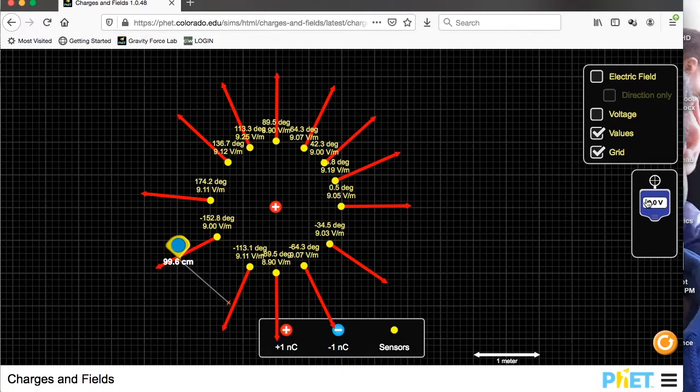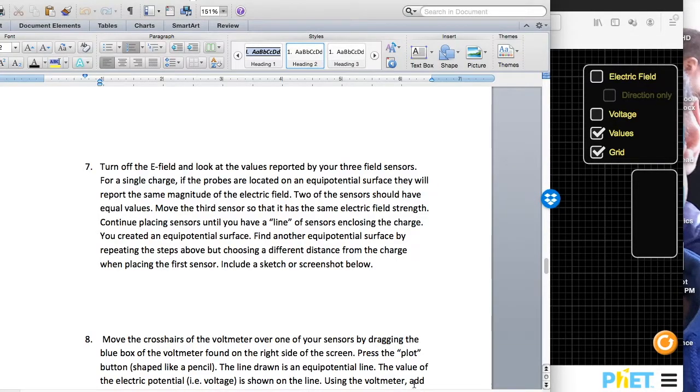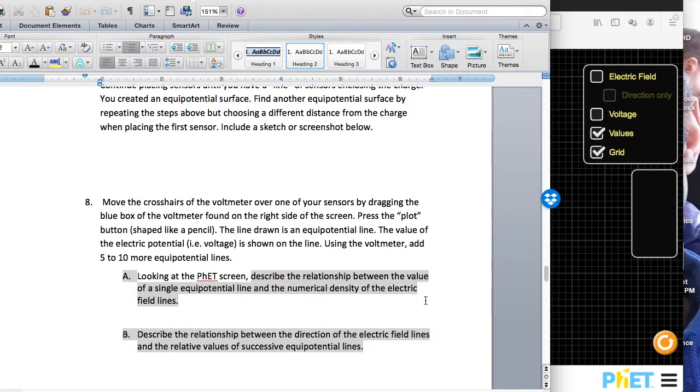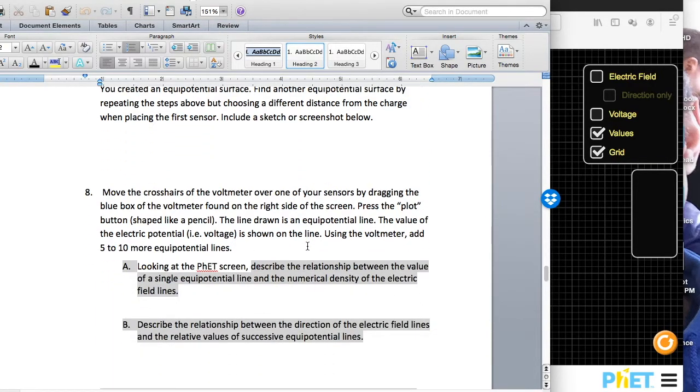If I pull my voltmeter, which one of the upcoming questions is going to ask you to do, and put it right on one of those sensors, and I click the pencil, it makes an equipotential line. Check that out. That green line follows the sensors that I put on there, all at 9. Sweet. That's what it's telling you to do.